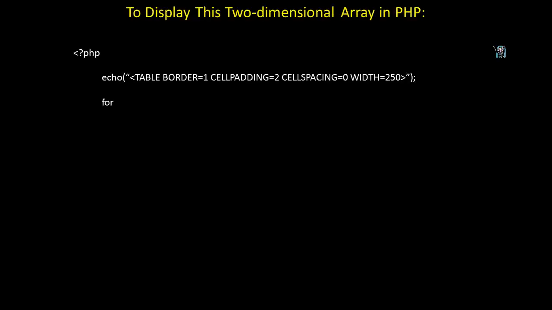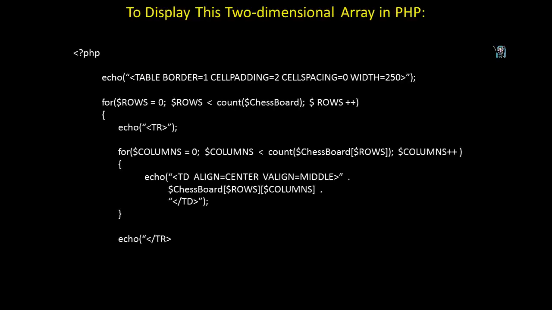We could display this two-dimensional array in PHP with the following code. In this case, we're going to generate an HTML table with our PHP, and we're going to display the subscript values of the row in each column, respectively. Notice we start out, we create the table header, then we have a for loop, and inside this for loop is another for loop, so it's a nested repetition structure, a nested for loop.